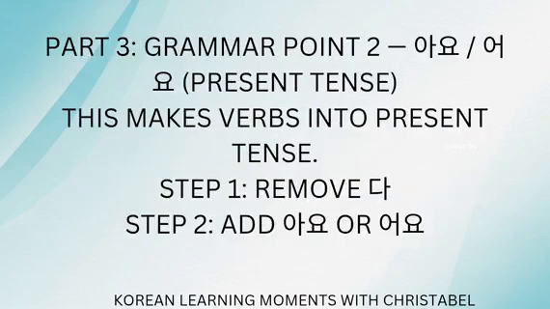For our part 3, we're going to grammar point 2, which is ayo and oyo. This is the present tense of verb conjugation. This makes verbs into present tense. Like I said earlier in the video, I said gada, boda, and sada are base forms. But when you remove da, you have to add ayo and oyo to make it into a present tense.